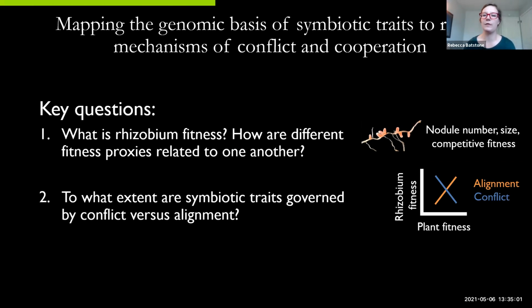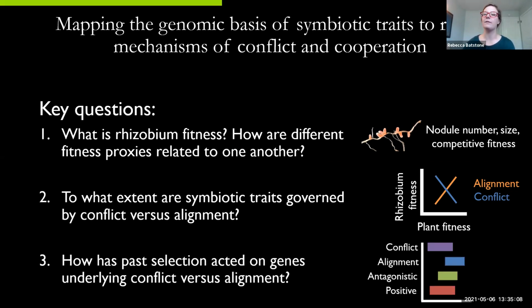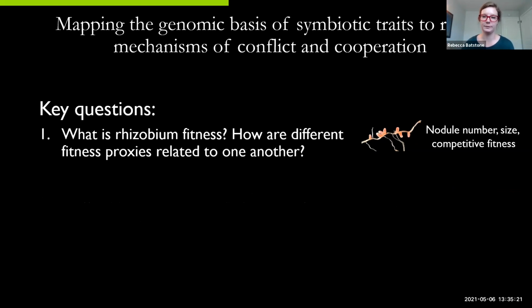And we're asking whether variants tend to have concordant or discordant effects on host and symbiote fitness. And then finally, we ask whether there's any evidence that historical selection has shaped genes underlying fitness conflict or alignment differently. And this is what we might predict under different models of coevolution. Okay, so let's get into the results.